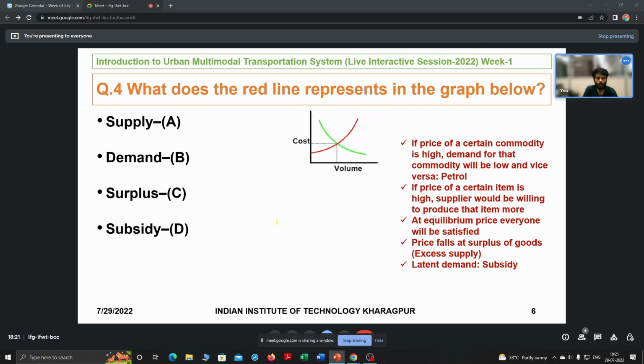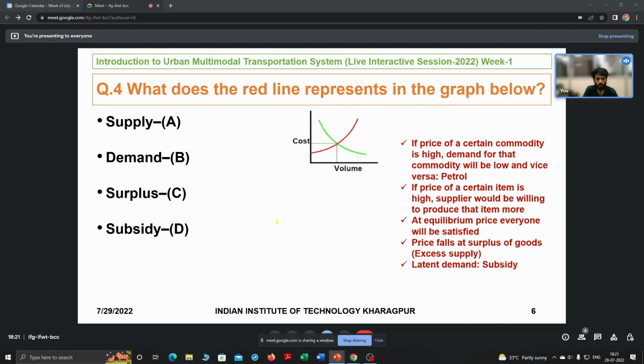So suppose the price of a certain commodity like petrol or something is very high. Right? So obviously if the price is high, then the consumer will not be willing to buy that item. So the demand will be automatically less. Right? And the vice versa, the opposite also is true, right?